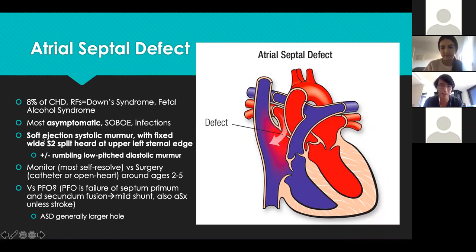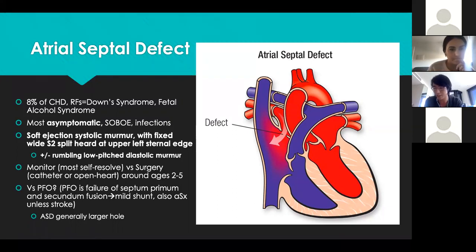So the main thing to look for on exams is that they have this characteristic soft ejection systolic murmur. And then they also have a fixed wide S2 split, and it's most commonly heard at the upper left sternal edge. So if we break this down, we've got increased volume within the right ventricle because of the blood moving from the left atrium into the right atrium and then eventually into the right ventricle. So this increased flow will then go across this pulmonic valve, and that's going to cause your ejection systolic murmur. The second thing is that since you've got more blood flow through the pulmonic valve at the end of your systole, it's going to close later. And so that's why you've got your S2.